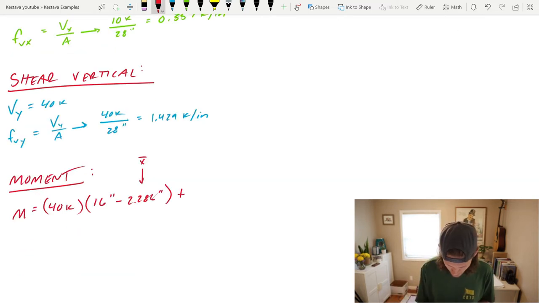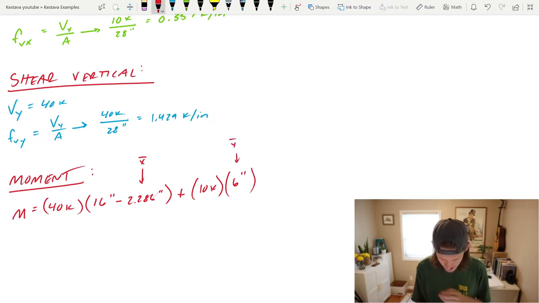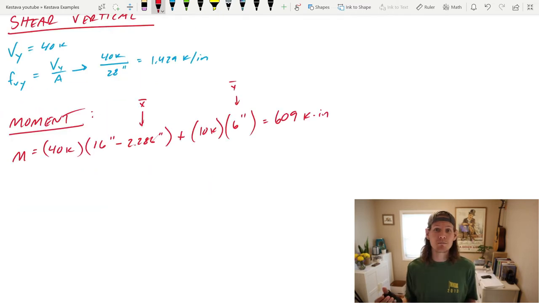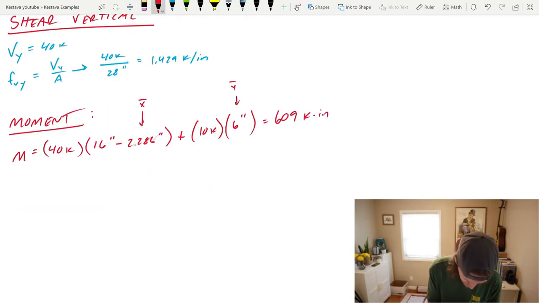Then we're gonna say plus 10K, which is our horizontal force, times 6 inches. And again, that's Y bar, and that one's easy. All that spits out to 609 kip inch. Next, we need to find our polar moment of inertia, I sub P.